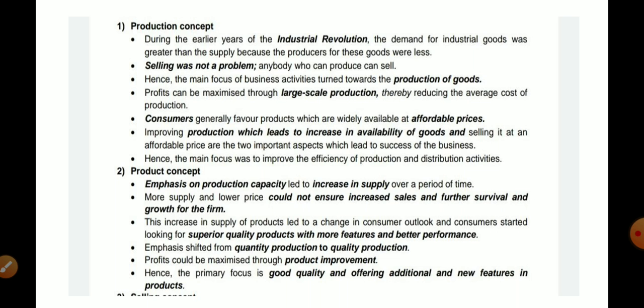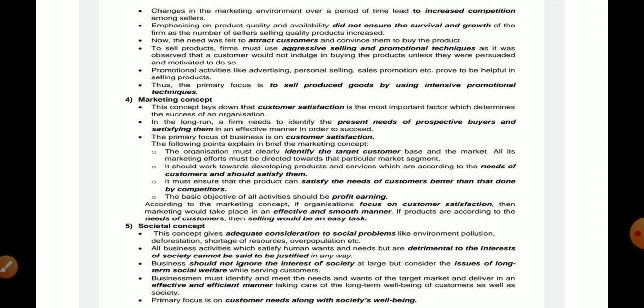The shift from quantity production to quality production is the essence of the product concept. Product improvement maximizes the profit, and good quality and offering additional and new features in the product is the focus of the product concept. Now, this concept is based on increased competition.